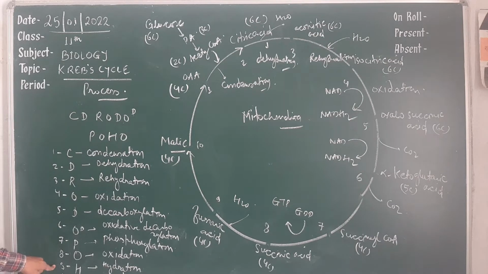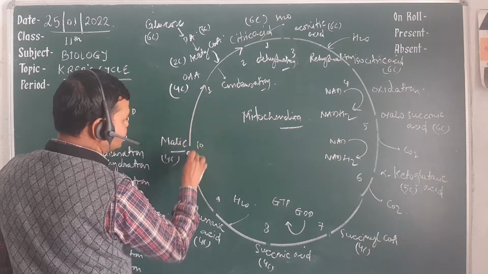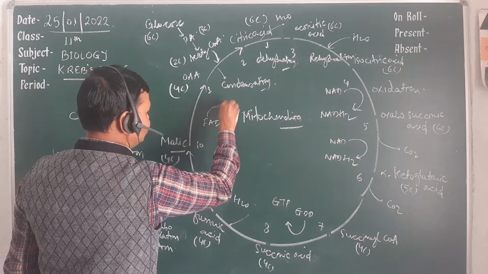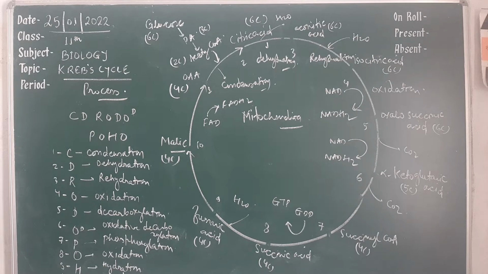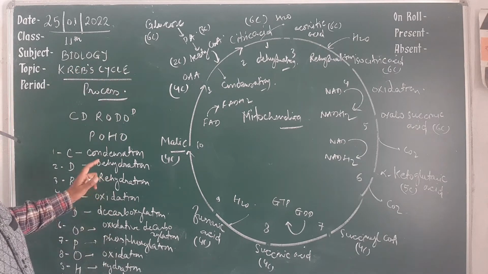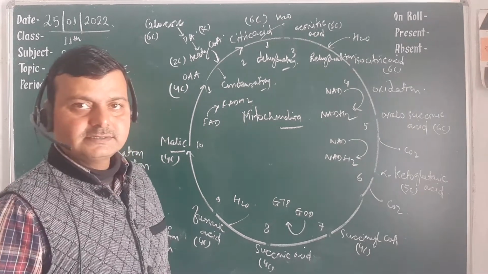Oxidation. It means there is again a reduction in the 10th step. This is the 10th step, right? So FAD is reduced into FADH2. So in this way, we can easily remember the Krebs cycle just by using a mnemonic form. This is all for today, students. Thank you.